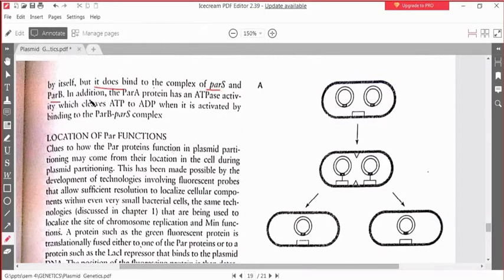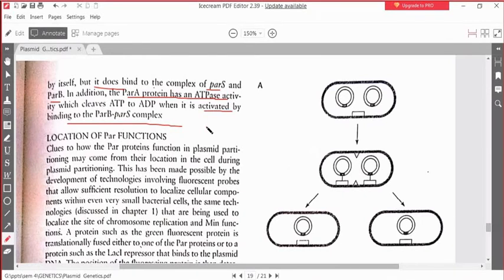What is the function of the PAR A? The PAR A protein has ATPase activity. That means it can hydrolyze ATP to generate some energy, which is activated by the binding of the PAR B-PARS complex. So normally the PARS site is present in the plasmid, where the PAR B protein can bind, and after formation of this complex, the PAR A protein can come to this complex by the help of the ATPase activity. After gaining the energy, they can cleave ATP to get the energy so that they can help in plasmid partitioning.